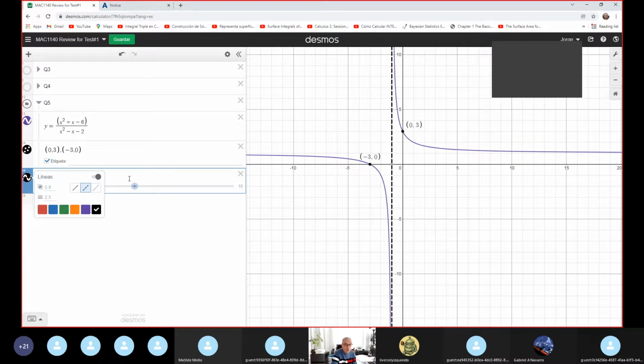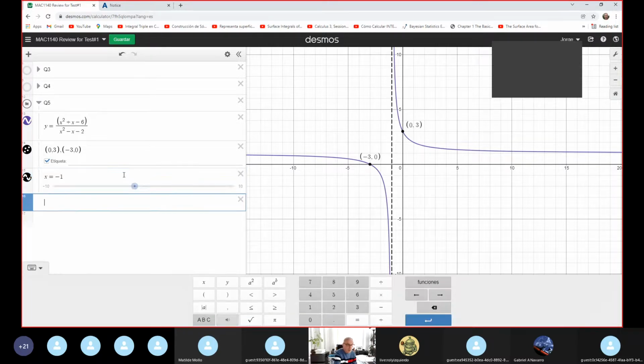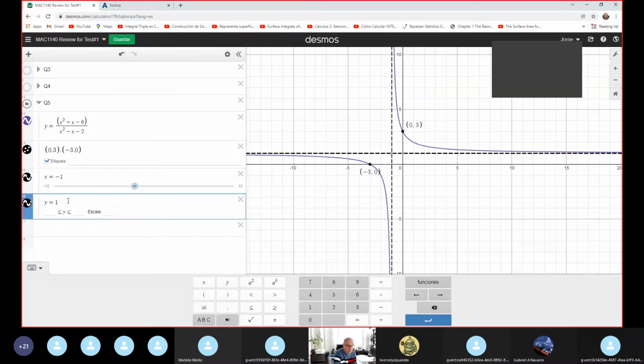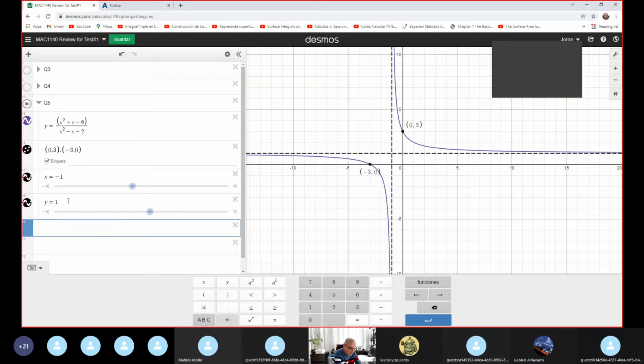Okay, one more piece of information we have: the horizontal asymptote at y equal 1. Again, black color dotted line because it's an asymptote. And the additional point is, remember, 4, 1.4. Boom.